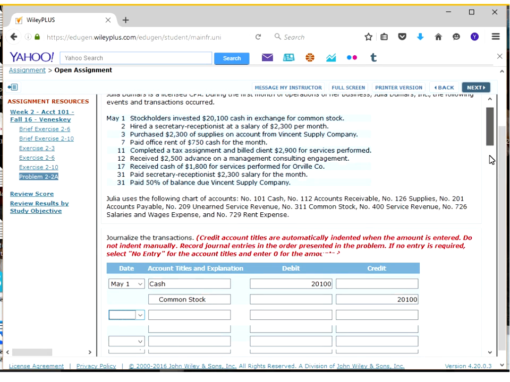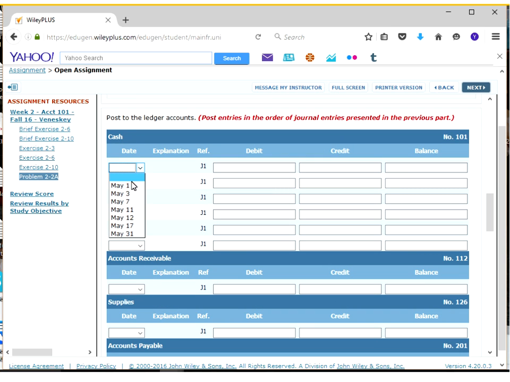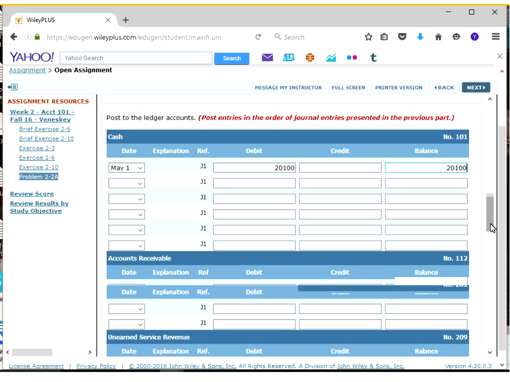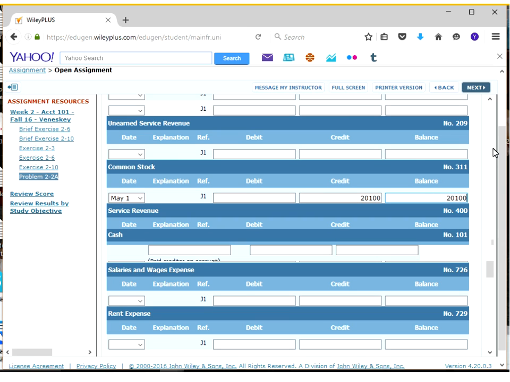Now what I want to do is start to update my T-accounts. On May 1, I did have a cash entry, so I'm going to show that. It was a debit of $20,100. And now, as I had previously said, we want to update our balance. This one is very easy. If we only have one entry, that is the balance of that T-account. Then I go down to my other account that was used, common stock, on May 1, and show that I had a credit of $20,100. And that is my balance. It's on the plus side, so it's obviously a plus number. We should never have a negative balance.